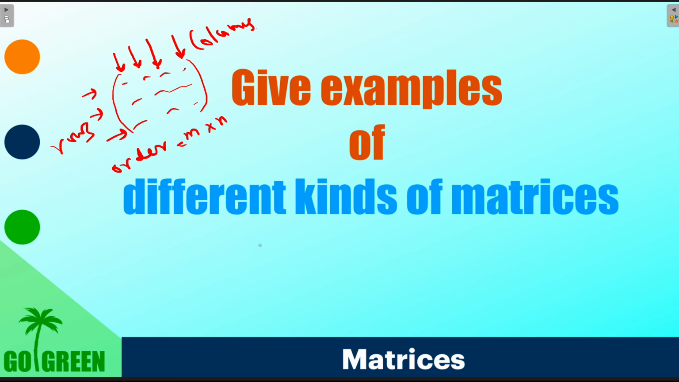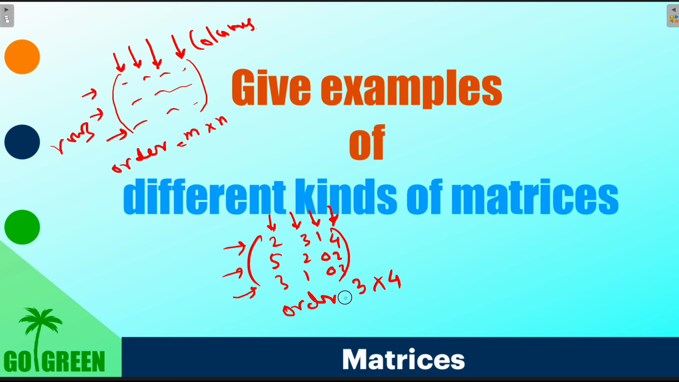For example, if I give this matrix, 2 3 1 4, 5 2 0 2, 3 1 0 3, how many rows are there? 3 rows, right? So basically 3 cross, first rows, and then columns. How many columns are there? 1 column, 2 columns, 3 columns, 4 columns. So 3 into 4. So the matrix order is 3 cross 4.